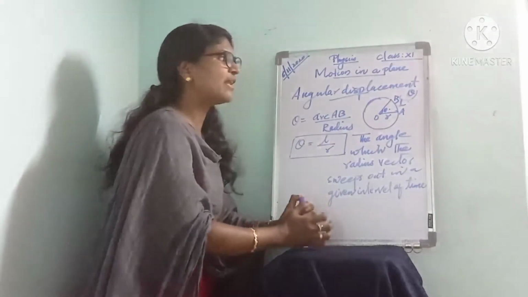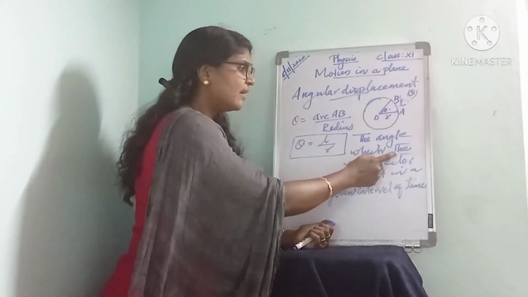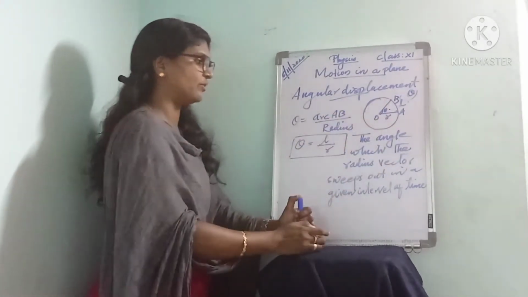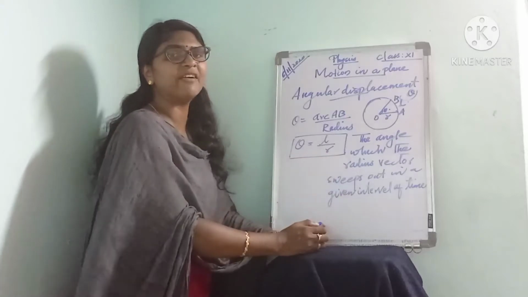Then what is angular displacement? It is the angle which the radius vector sweeps out in a given interval of time.